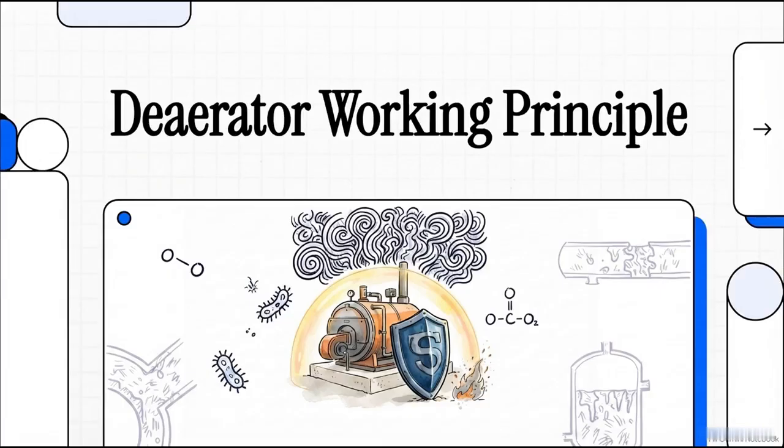Some of the absolute biggest threats to these multi-million-dollar behemoths aren't explosive pressures. They aren't raging fires. They are totally invisible. They're silent, and they literally attack the system from the inside out. Today, we're diving into a hidden piece of machinery engineered specifically to defeat these microscopic killers. We're talking about the Deaerator.